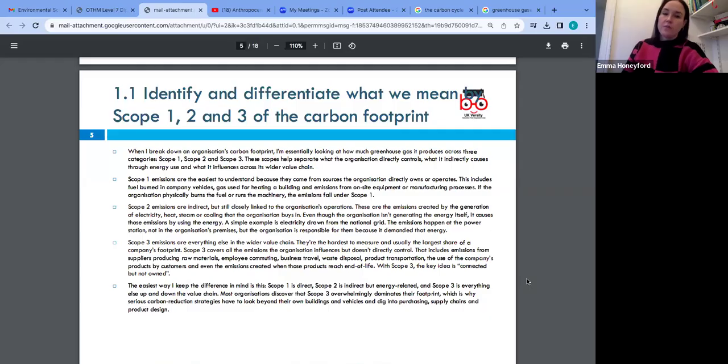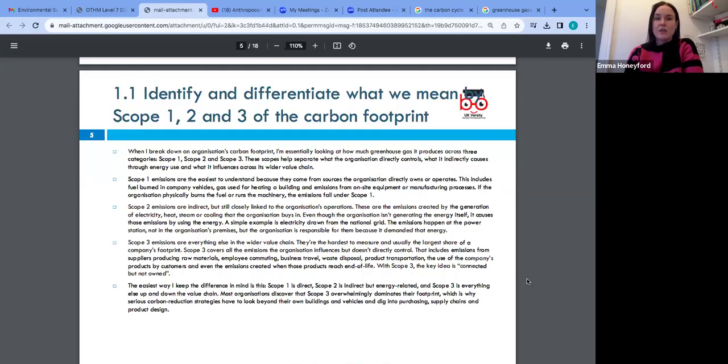So the second scope area is emissions that are indirect but closely linked to the organisation's operations. These are the emissions created by the generation of electricity, heat, steam, or cooling that the organisation buys in. So it doesn't directly control it, it will source it from another energy supplier, for example. Even though the organisation isn't generating the energy itself, it causes those emissions by using the energy. A simple example is electricity drawn from the national grid. The emissions happen at the power station, not on the organisation's premises, but the organisation is still responsible for them because it sourced that energy.